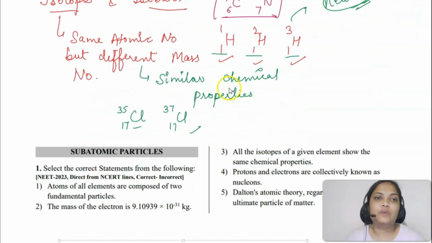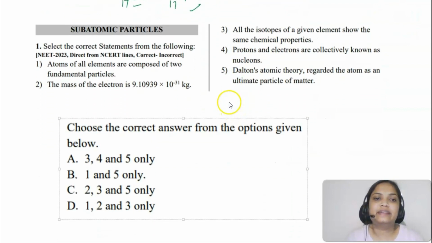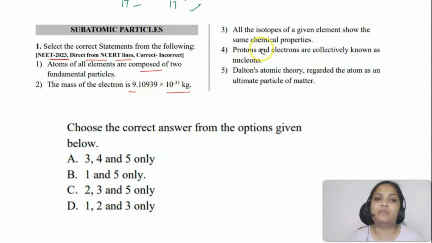So students, the question is: select the correct statements from the following. As you can see, this question was asked in the NEET 2023 examination, and it's a direct question from your NCERT. There are 5 statements. Atoms of all elements are composed of 2 fundamental particles. Mass of electron is 9.10939 into 10 to the power minus 31 kg. All the isotopes of a given element show the same chemical properties. Protons and electrons are collectively called nucleons. Dalton's theory regarded the atom as the ultimate particle of matter.